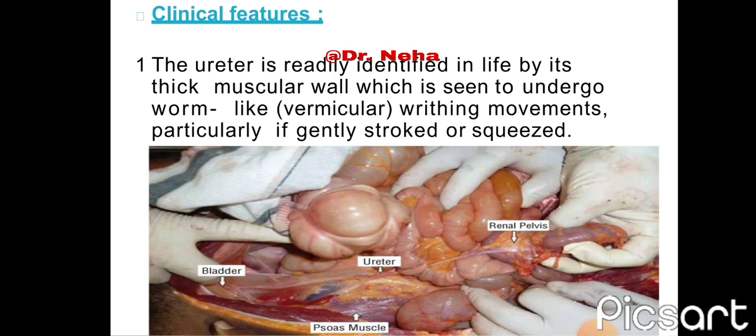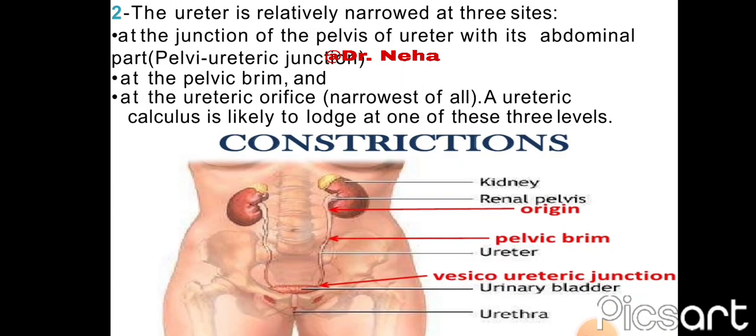Now some clinical aspects. The ureter is readily identified in life by its thick muscular wall, which is seen to undergo worm-like or vermicular writhing movements, particularly when gently stroked or squeezed. The ureter is relatively narrow at 3 sites: at the junction of the pelvis of ureter with its abdominal part, at its pelvic brim, and at the ureteric orifice, which is the narrowest. The ureteric calculus is likely to lodge at one of these levels.